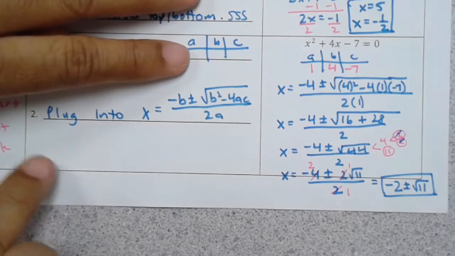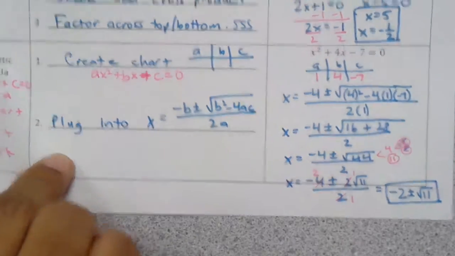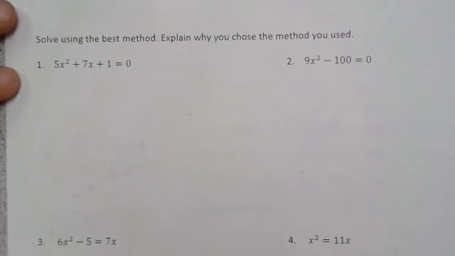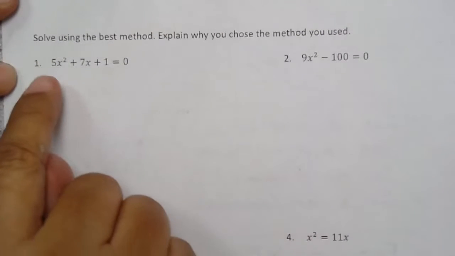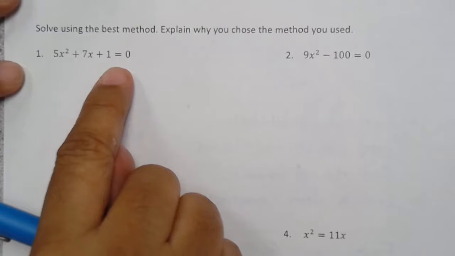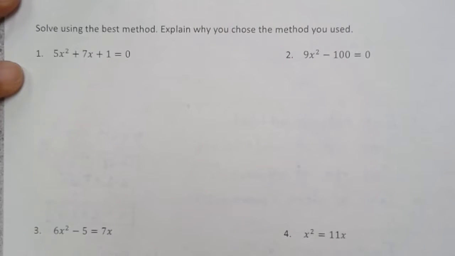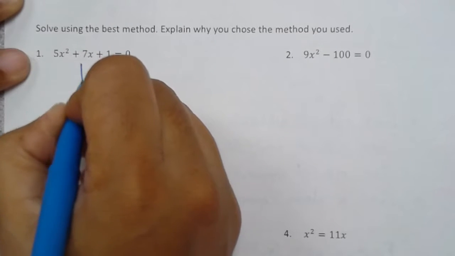Okay. All right, let's go ahead and do the backside. And the backside is basically you just trying to figure out which method should you use. All right, nothing is missing. A, B, C. Nothing is missing, so you should try a t-chart. If a t-chart doesn't work, that's when you use the quadratic formula. So let's try the t.